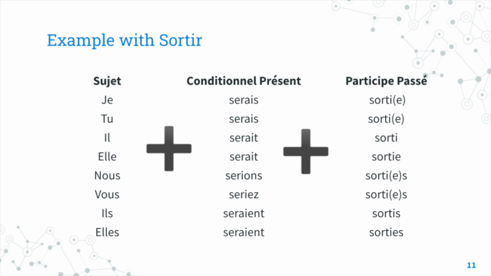Let's look at an example with sortir. So we have our sujet, then être conjugated in conditionnel présent, then the participe passé of sortir, which is sorti. So it will be je serais sorti, tu serais sorti, il serait sorti, elle serait sortie, nous serions sortis, vous seriez sortis, ils seraient sortis, elles seraient sorties.